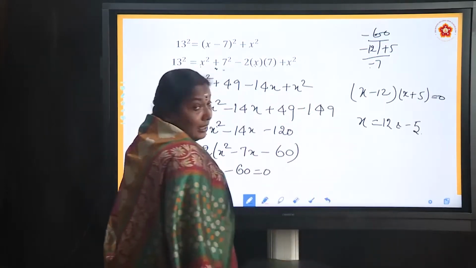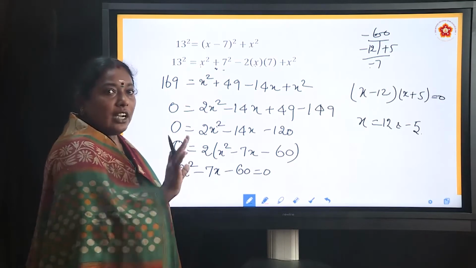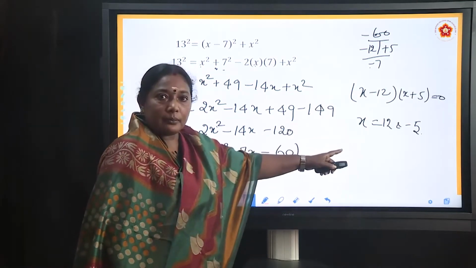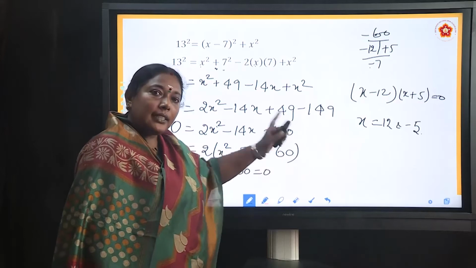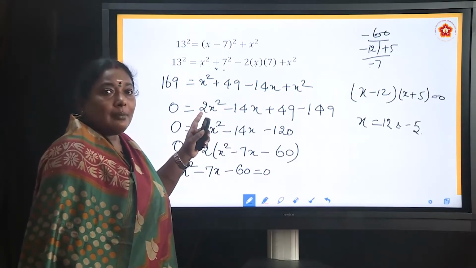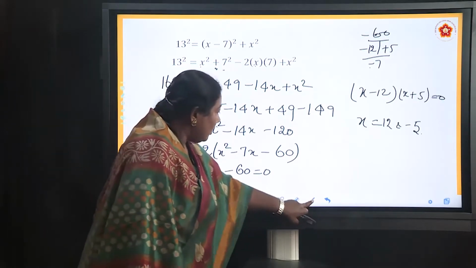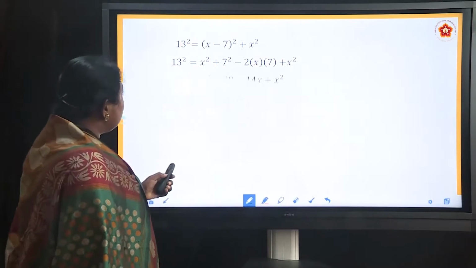Since it is length, base and height, we have to remove the negative value and take the positive value only. So x is 12, and the altitude: base is 12, altitude is 12 minus 7, 5. I think you understood this. Let us move on with the calculations.